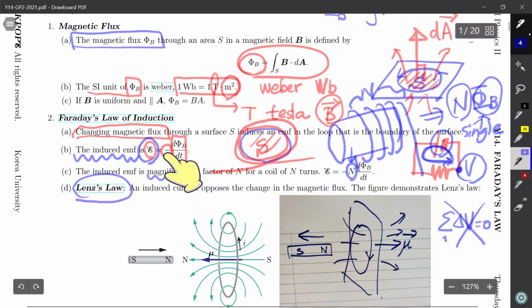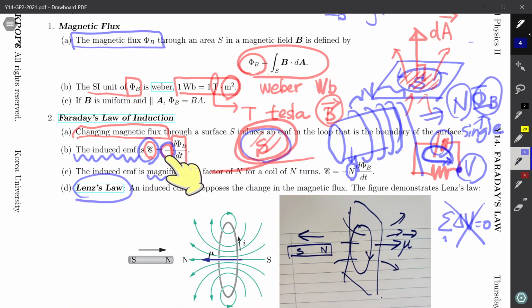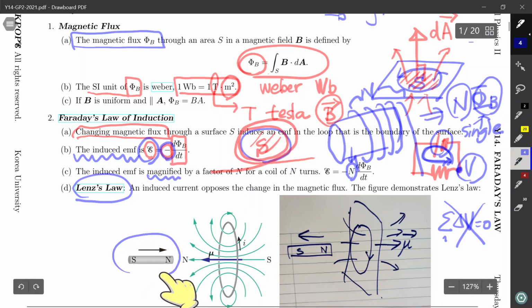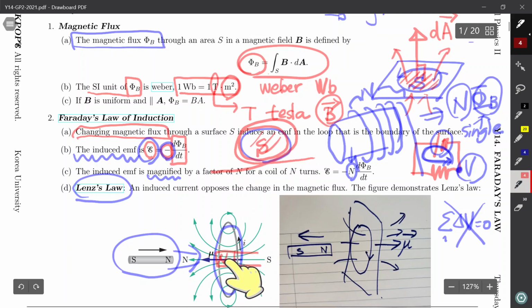Lenz's law is the law related to the negative sign. For example, a North Pole is approaching a circuit. When the North Pole is approaching, a North Pole is generated. So north to north, they repel. So this negative sign is called Lenz's law, and the direction of the induced current is to oppose the change of the magnetic flux.